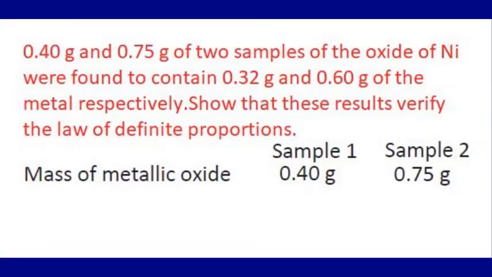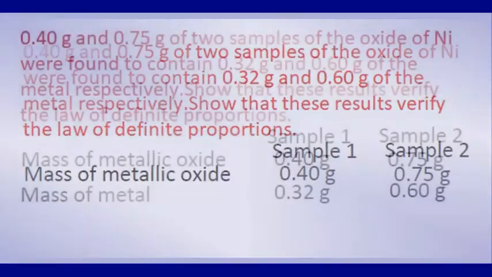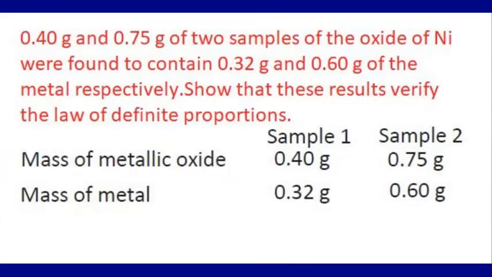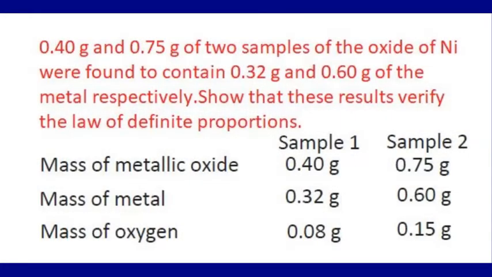In the question, two samples of the oxide of nickel are given. Remember, both are samples of oxide of nickel, so it contains nickel and oxygen. In sample 1, the mass of metallic oxide, that means oxide of nickel, is 0.40 gram, and that for sample 2 is 0.75 gram. The masses of metal, that means nickel, in both the samples are given. In sample 1, the mass of metal, that means nickel, is 0.32 gram, and in sample 2 it is 0.60 gram. So we can calculate the other element, that means oxygen.